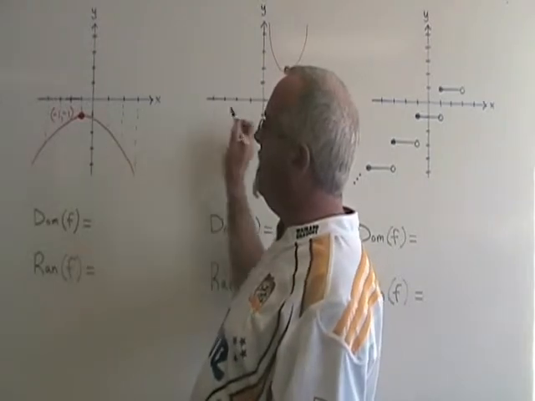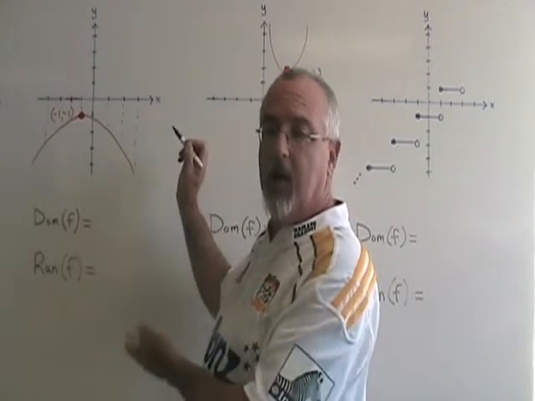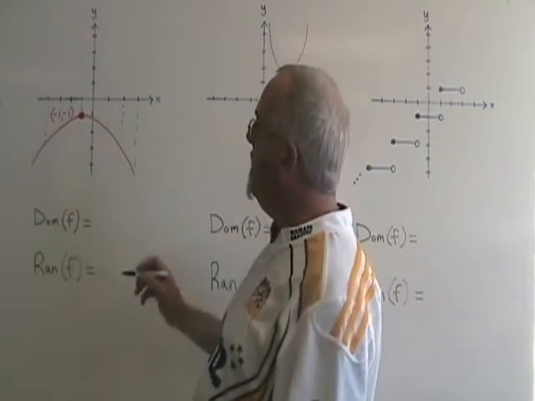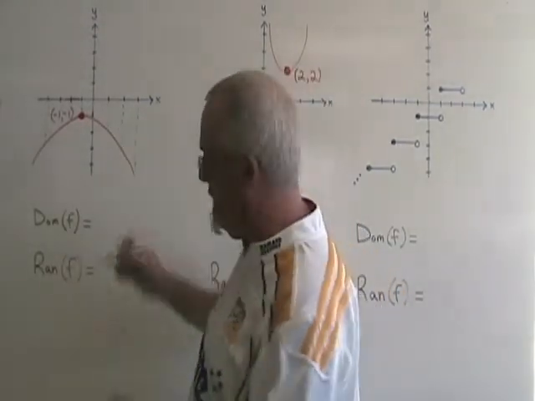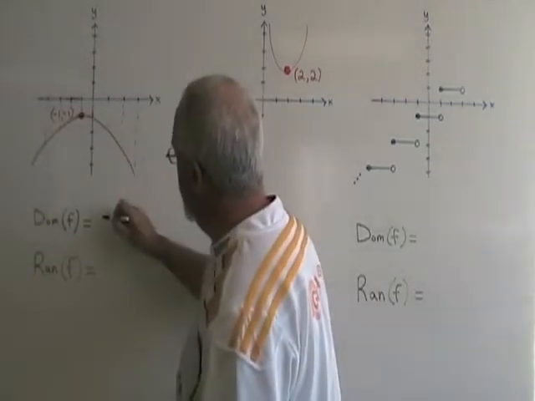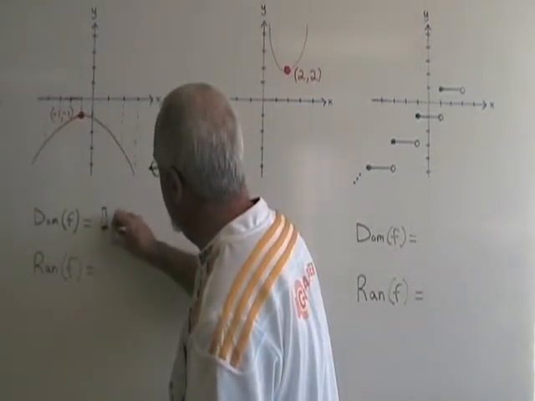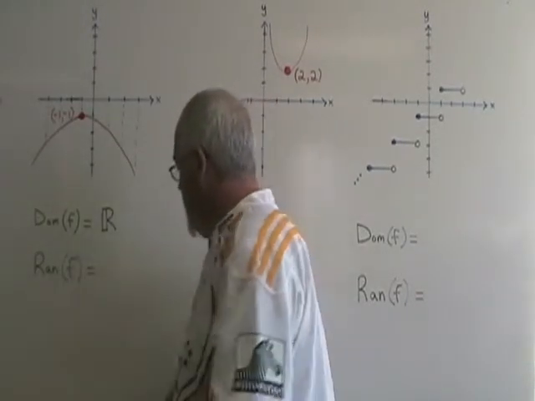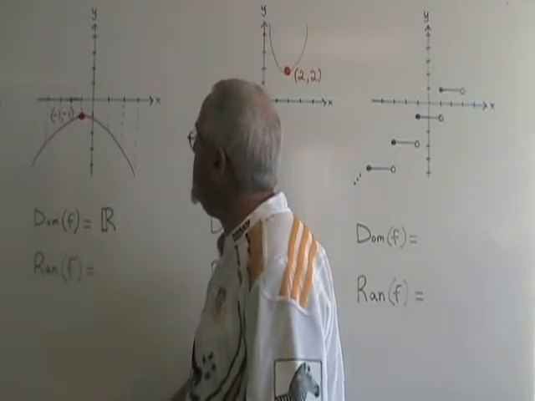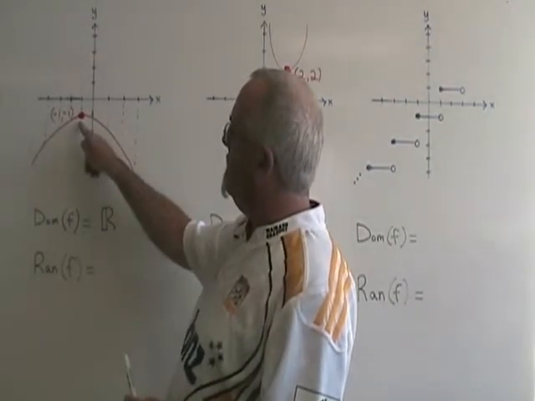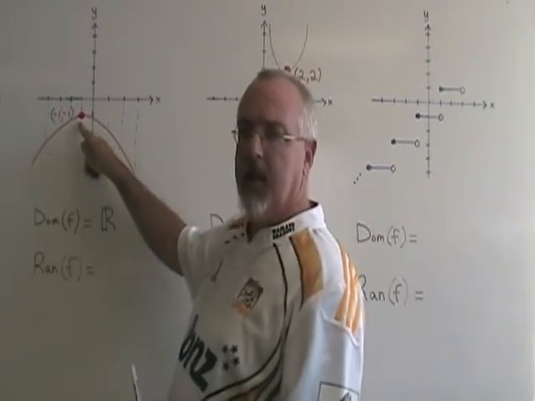Eventually every x value to the right will be belonging to this curve, and every x value to the left will also belong to the curve. Therefore, the domain of this function is all real numbers. The range, though, will be different, because the vertex is at y equals -1.